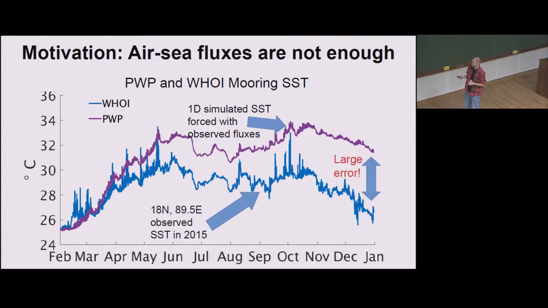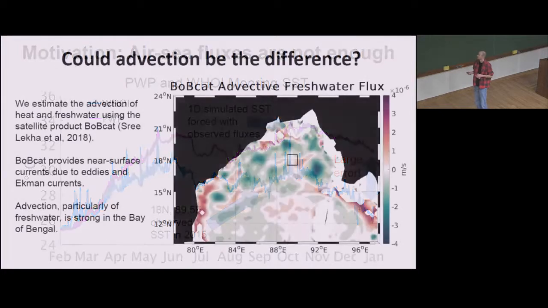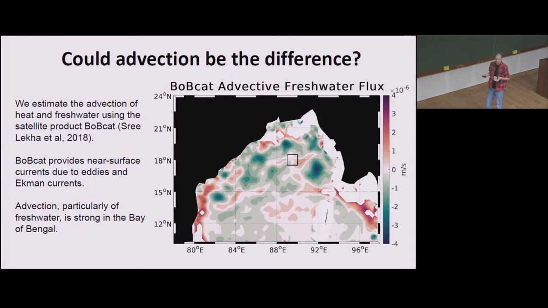This purple line up here is PWP, and the blue line is the actual observed SST from the mooring. The difference is 4 degrees Celsius by the end of the year. It's a big difference, so it's obviously not enough to just have the air-sea fluxes. The obvious question is, what's going on? Why is that happening? Could it be advection?